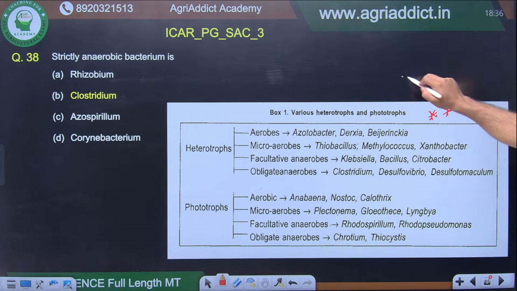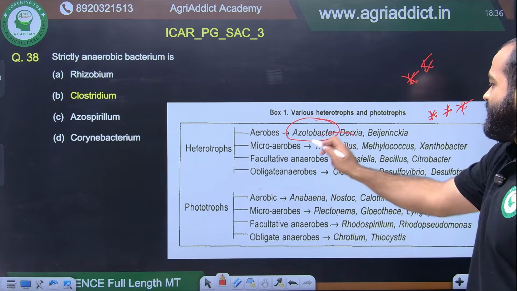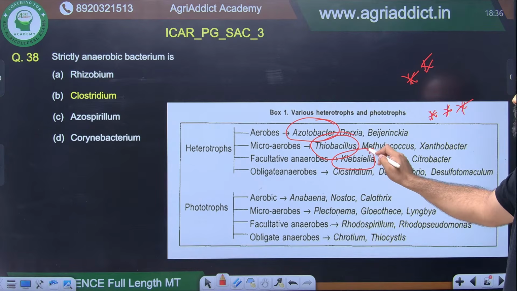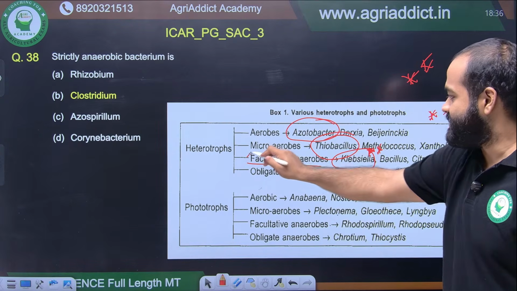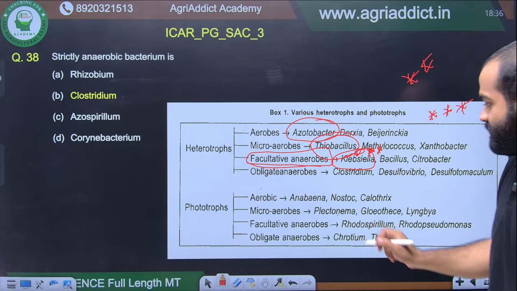So here what I was telling, this box is extremely important. यहाँ से बहुत सारे क्वेश्चन आते हैं. Azotobacter is a question, Thiobacillus is a question, Klebsiella is a very important question. याद रखना Klebsiella, since it is facultative anaerobe, ये बहुत ज्यादा पूछा जाता है. I have seen at least 3-4 times.